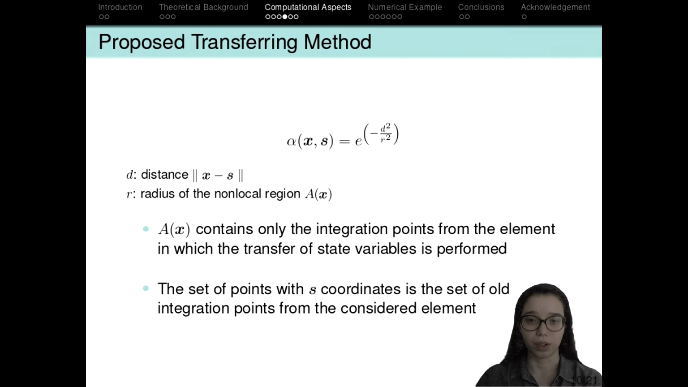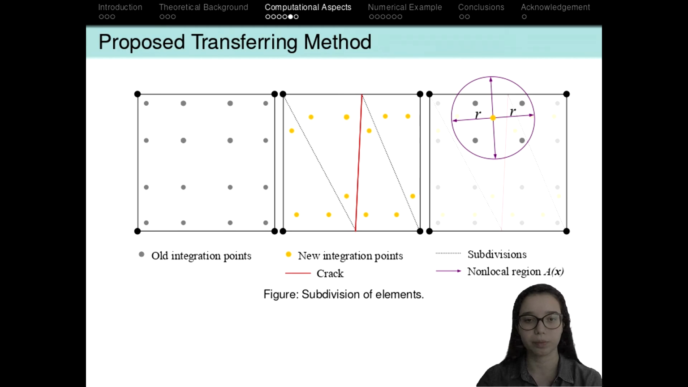This is the Gaussian function, where it considers the distance between the points and also the radius of the nonlocal region A. For this work's purposes, this region contains only the integration points from the element in which the transfer of state variables is performed, and the set of points with S coordinates is the set of old integration points from the considered element. Here we have an example of the process.